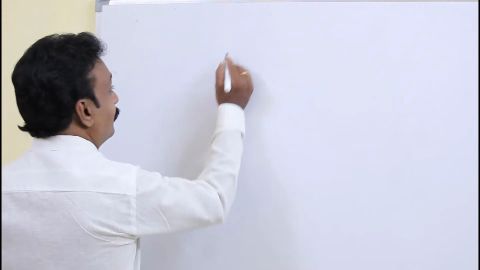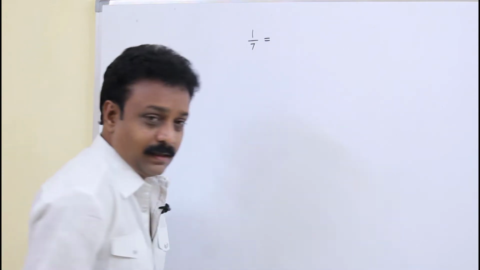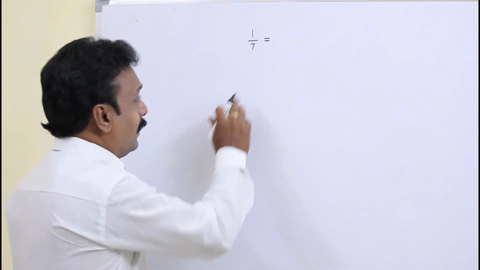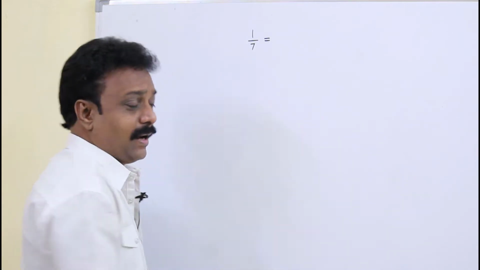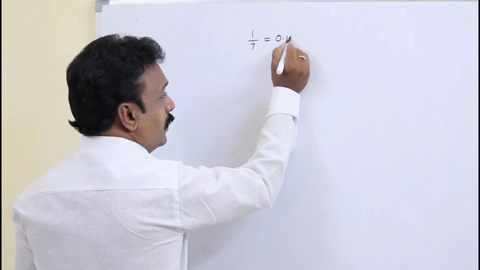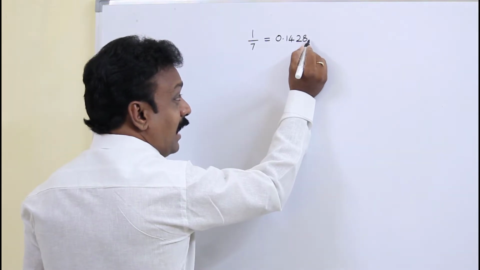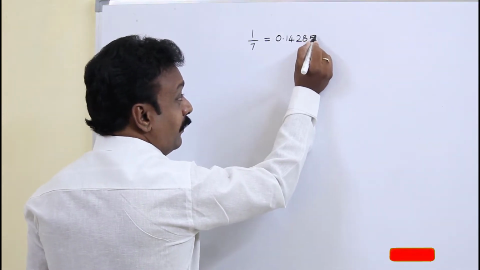Now let us start. Division with 7. Let us start with 1 by 7. To divide 1 by 7, we will write 0. 7 2s are 14, 7 4s are 28, 7 8s are 56, plus 1, 57.